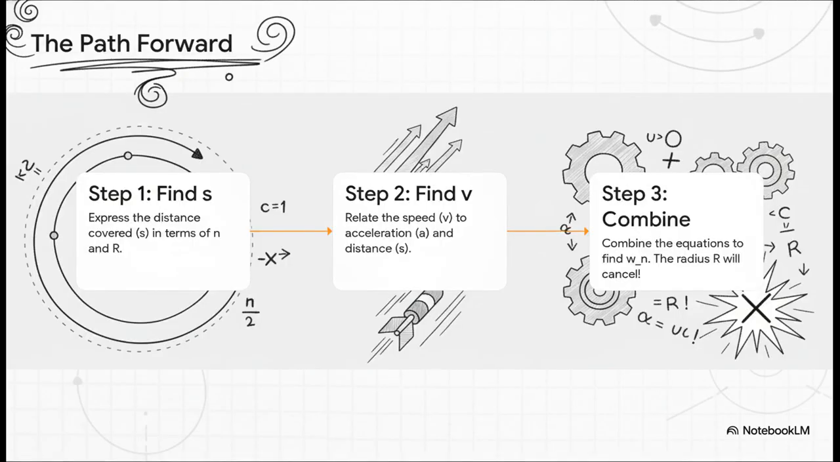Well, this is where physics gets really clever. We're not stuck. We just need a good strategy. Here's the plan. First, we're going to relate the distance the particle traveled to that radius r we don't know. Then we'll find a different equation that relates the speed to the distance. And then we're going to put them all together. And you'll see something kind of magical is about to happen.